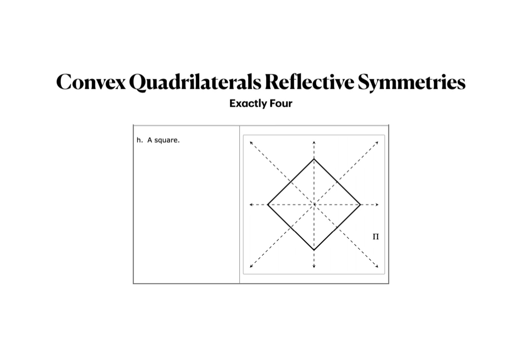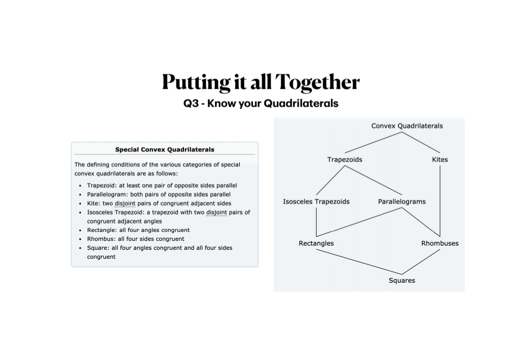A square has exactly four lines of reflective symmetry through the vertices and through the sides. Now you may have noticed that on the last page I said a rectangle and a rhombus, not a square. That's because a square is always a rectangle and it is always a rhombus. So let's take a look at the next page here.